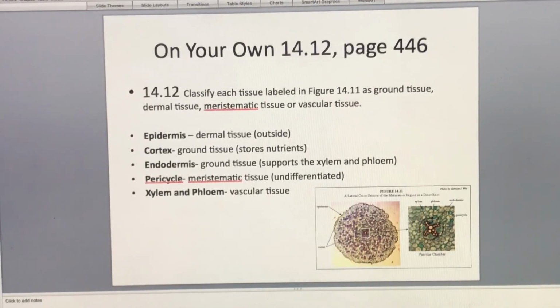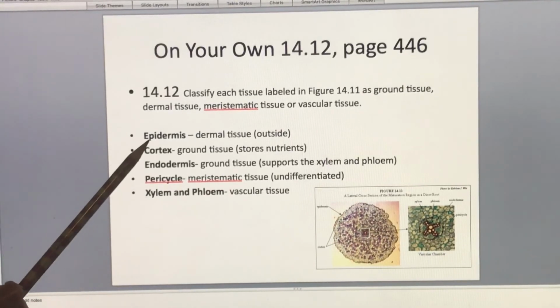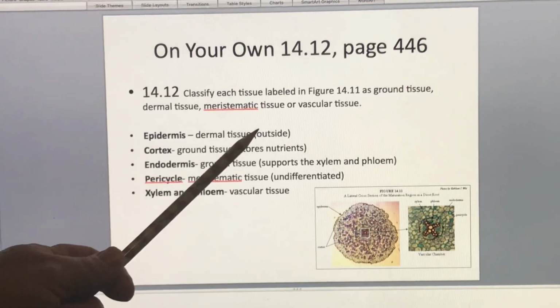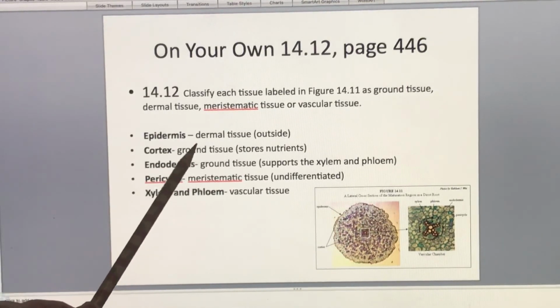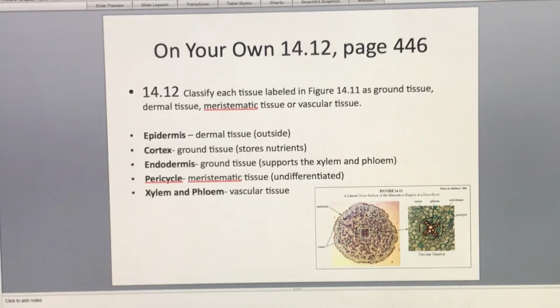Okay, On Your Own 14.12, page 446, it says classify each tissue labeled in figure 14.11 as ground tissue, dermal, meristematic, or vascular tissue. So we'll start with the epidermis. This is dermal tissue on the outside. Then you have the cortex, which is ground tissue. It stores nutrients. That's labeled here.